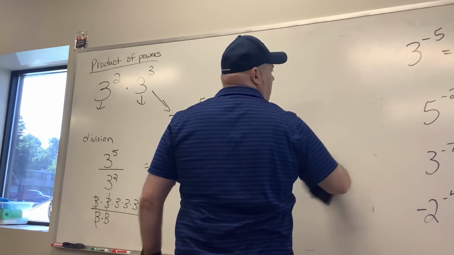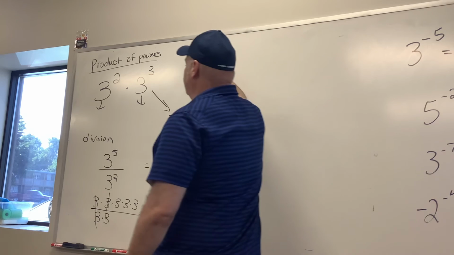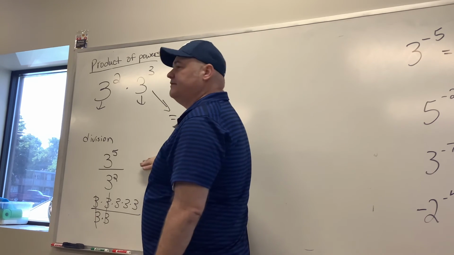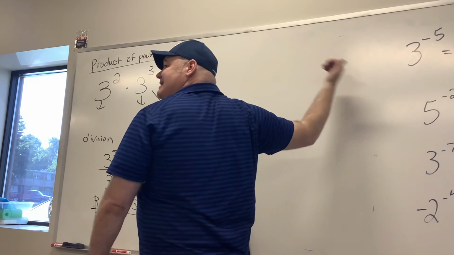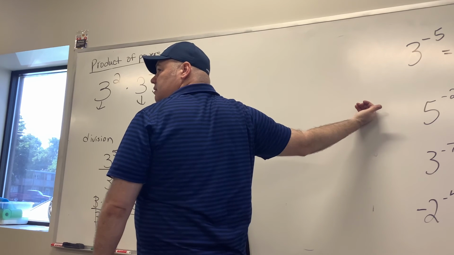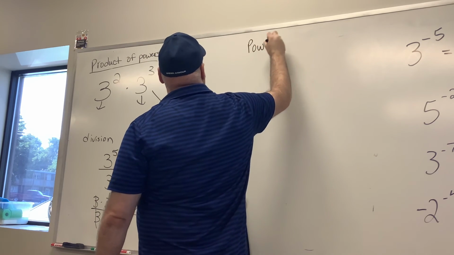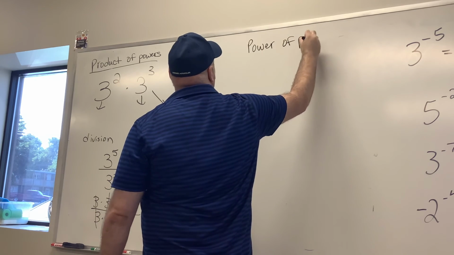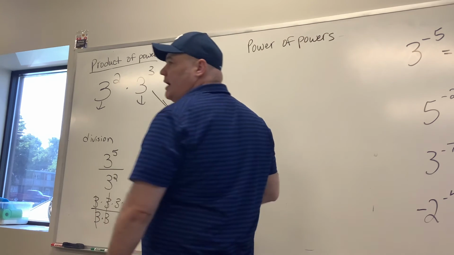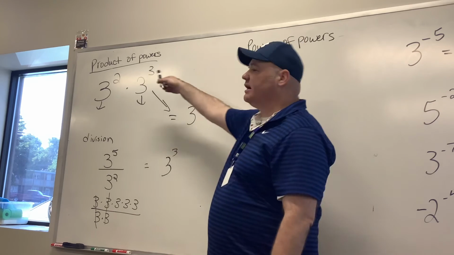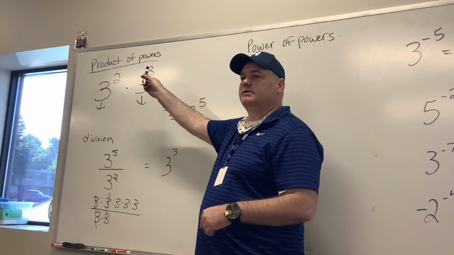there a certain name or rule for this one? Well, product of powers, then we did division of powers. Right. This is negative exponents, negative exponent. Okay? And then this is going to be called power of powers. Power of powers. So we had product of powers, now we're going to do power of powers.